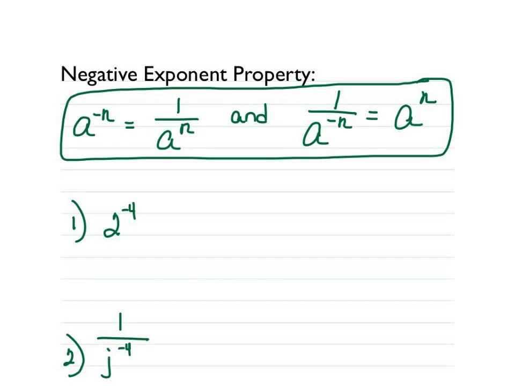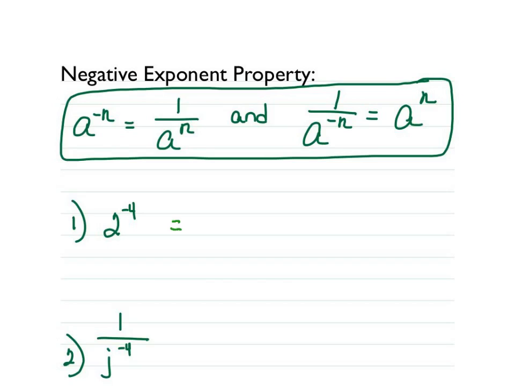Notice that what happens when you have a negative exponent is that the term goes to its opposite place. If it was in the numerator, it'll come down to the denominator with a positive exponent. If it's in the denominator, it's going to come up to the numerator again with a positive exponent. So let's practice writing these monomials with a positive exponent.